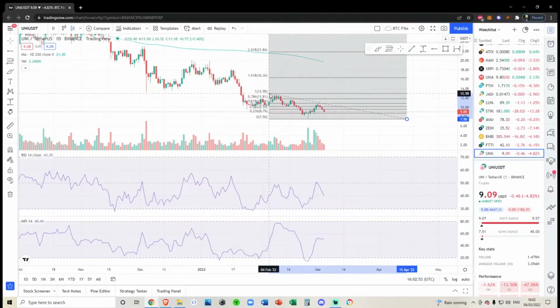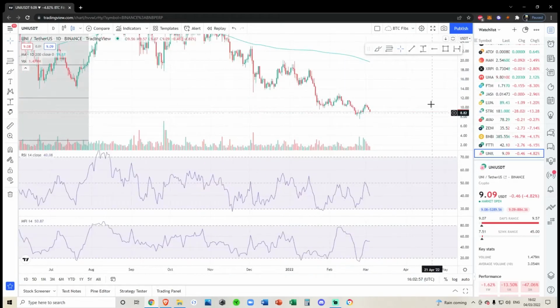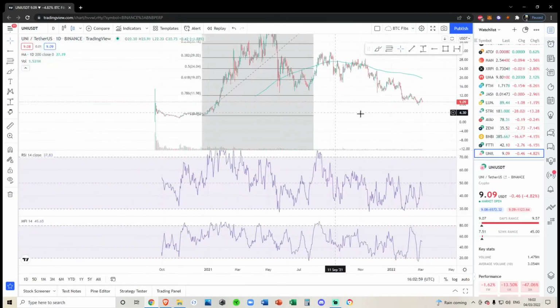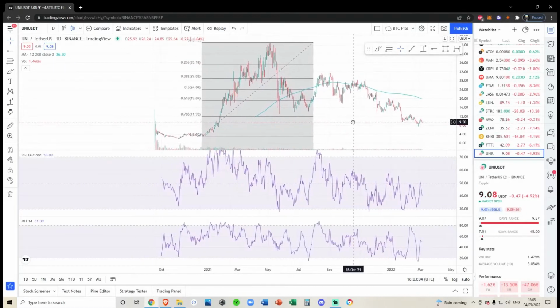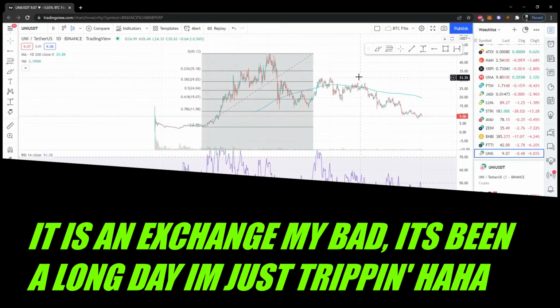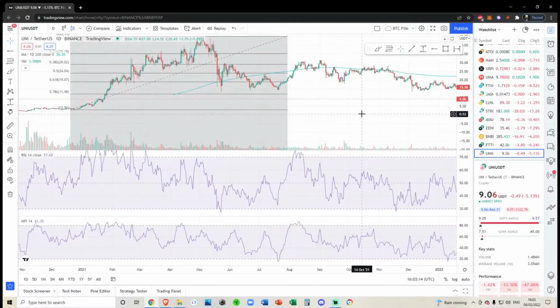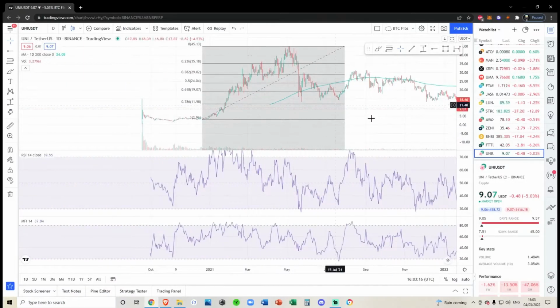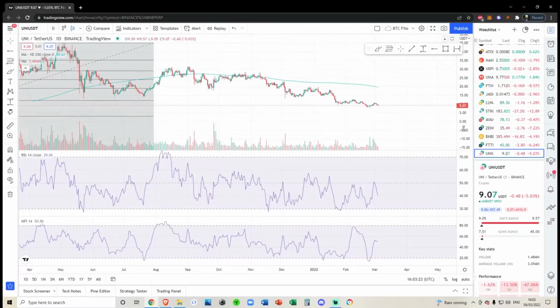There's no point in me really drawing it from here or here because, in my opinion, we are in a steep downtrend for Uniswap. Now, I do think this is a cool swap utility token at some point. I do think this will do well in the long term, but in the short term, this doesn't necessarily look too good. As you can see, we kind of topped out around here, and even the volume on this top wasn't too much.